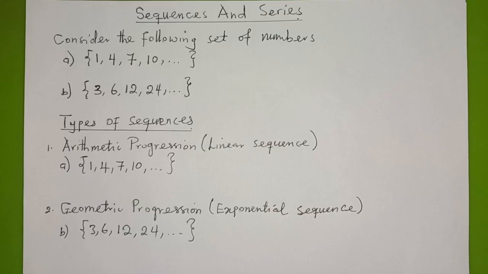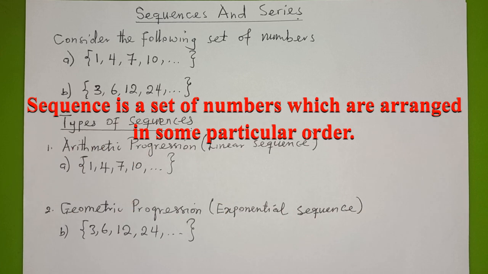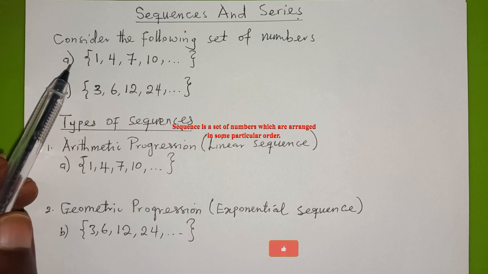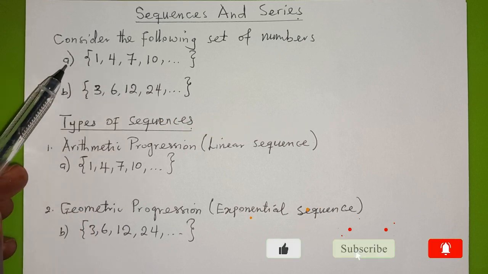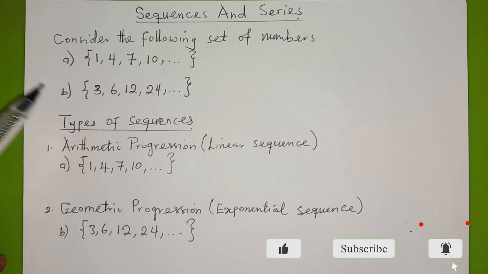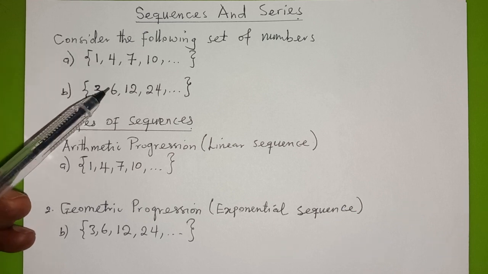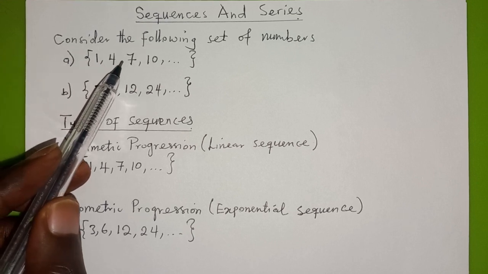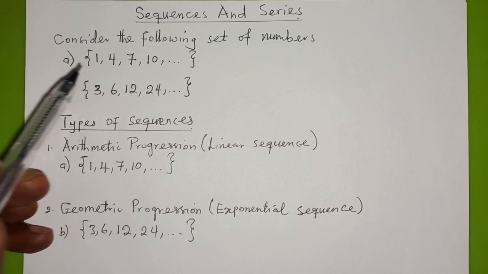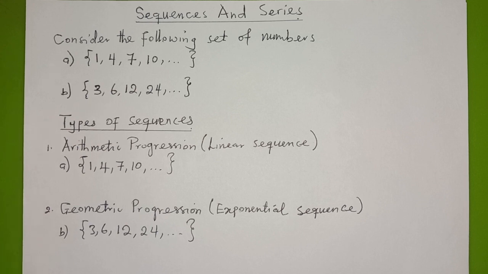Welcome to today's lesson. We want to look at series and sequences. When we talk about sequences, we are referring to a set of numbers which are arranged in a particular order. And this is a typical example of what we are talking about. Okay, so set A and set B, they are all sequences. And each number that we have is referred to as a term.